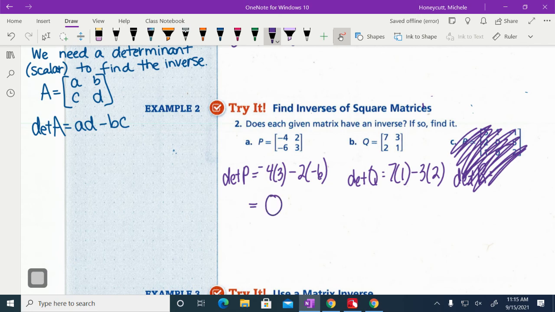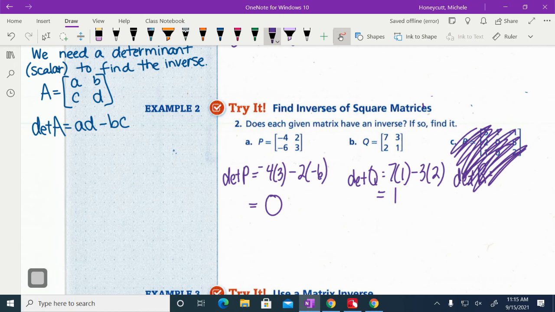I got 0 for the determinant of P, and for the determinant of Q, 1. 7 minus 6, 1. You're okay with finding the determinant? Okay, it's a formula, so just practice using it.